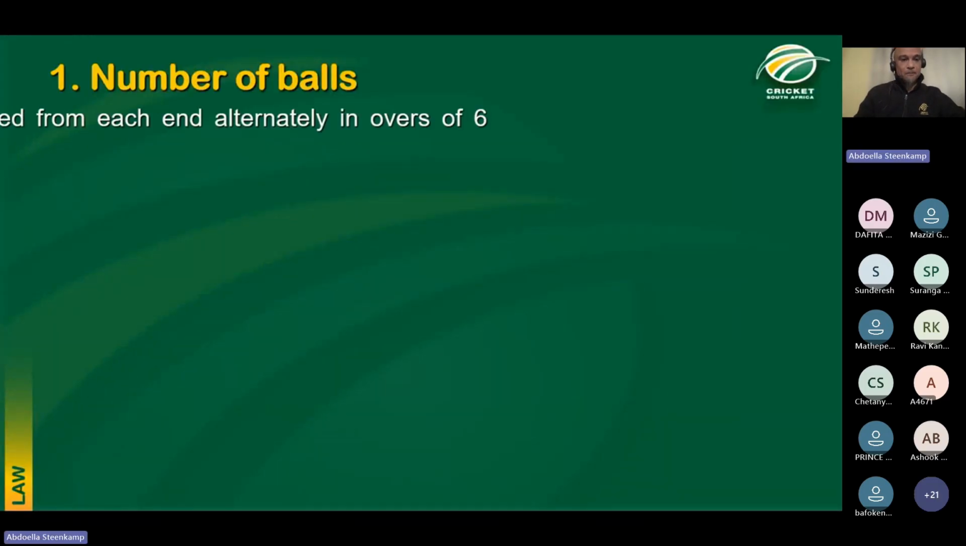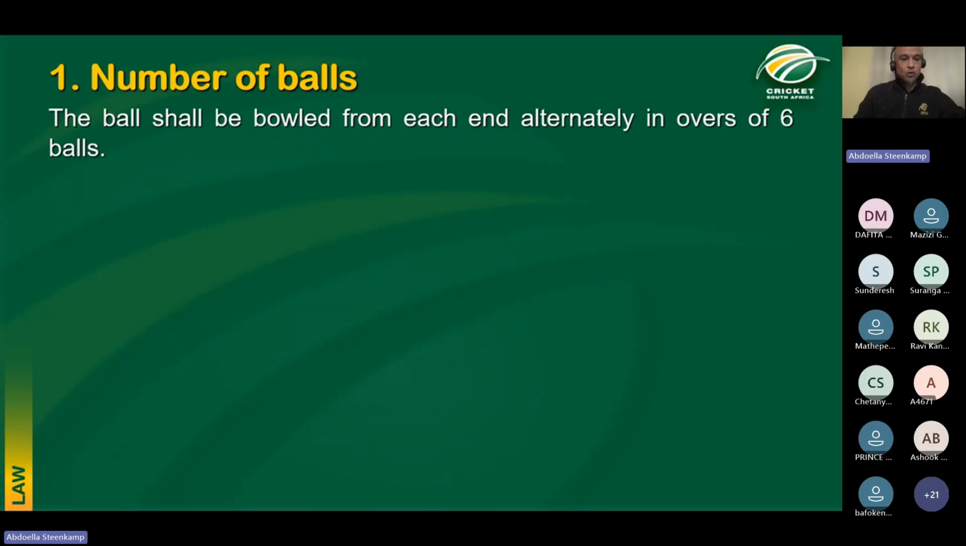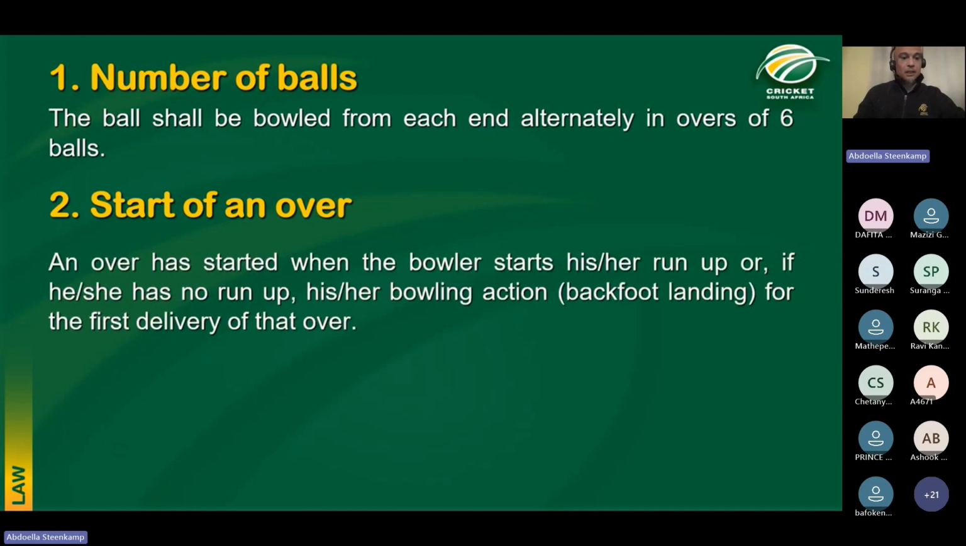When it comes to the over, the law wants overs of 6 balls to be bowled alternately from each end. When do the overs start? An over starts when the bowler starts his or her run up. When the bowler takes his or her first step, that is when the over starts. If the bowler does not have a run up, the over then starts as soon as the back foot lands.